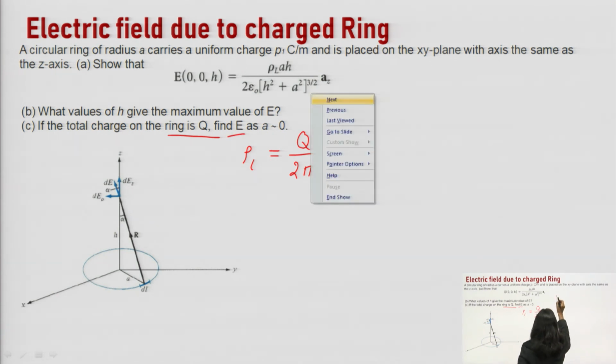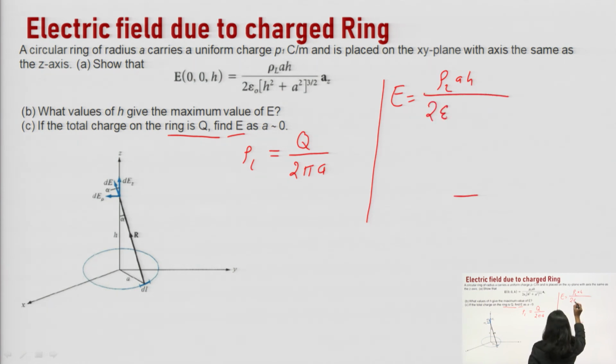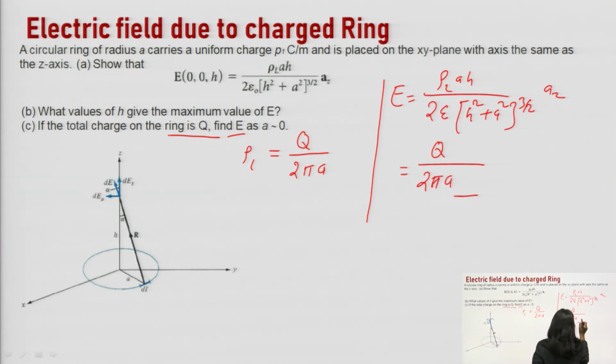We know that the formula of E for this case is E is equal to rho L A h divided by 2 epsilon (h square plus A square) to the power 3 by 2 a z. But rho L can be replaced as Q by 2 pi A, multiplied by 2 epsilon (h square plus A square) to the power 3 by 2.